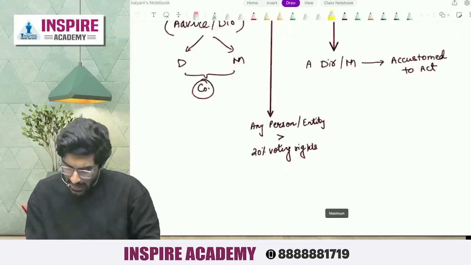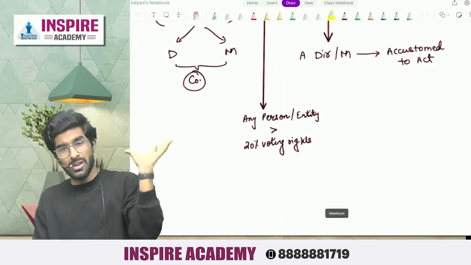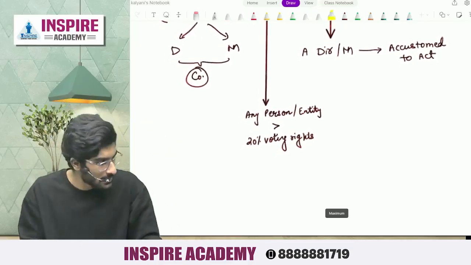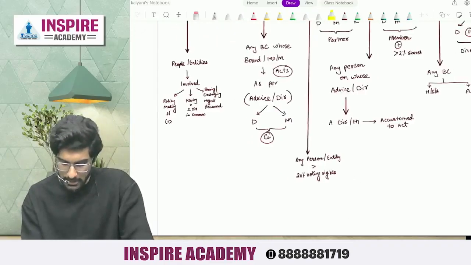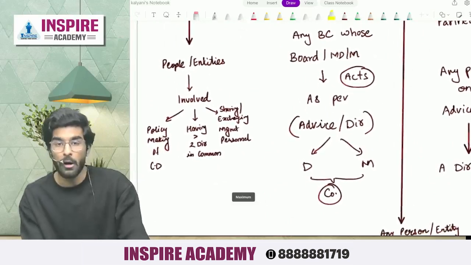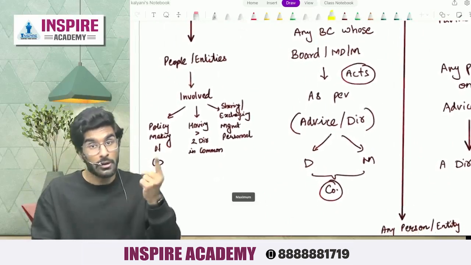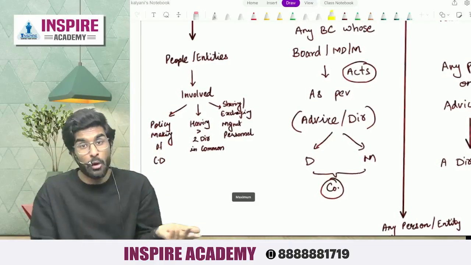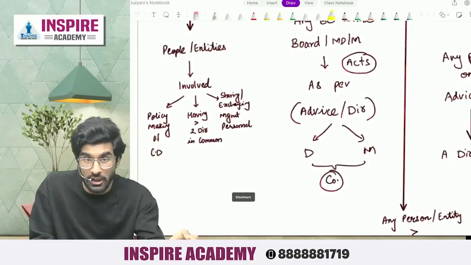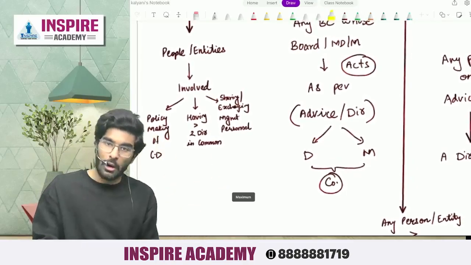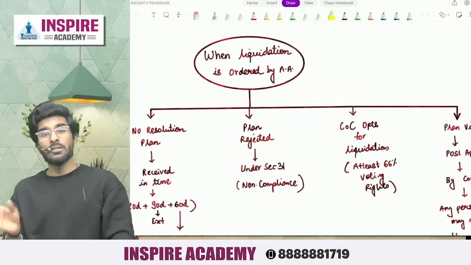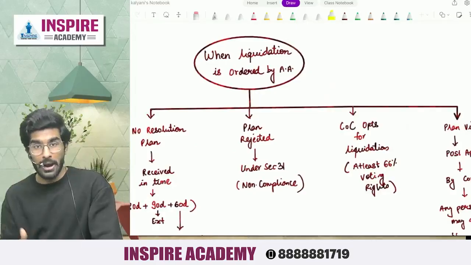And last people, any person or an entity that holds more than 20% voting rights in the corporate debtor, that person will also be considered as a related party. Very easy. And last is people, all the people or the entities involved in the policy making decisions of the corporator, number one. Number two is having more than two directors in common. And number three is people sharing or exchanging KMP is called as related party. Very, very easy.